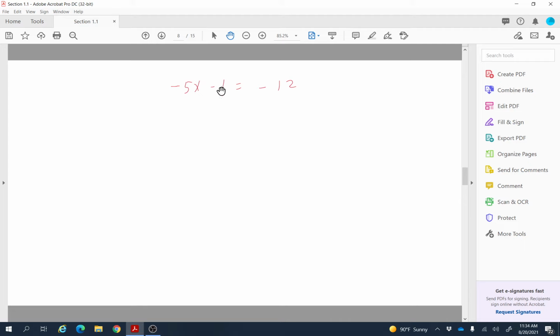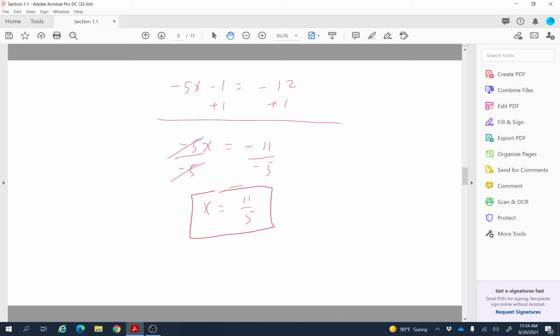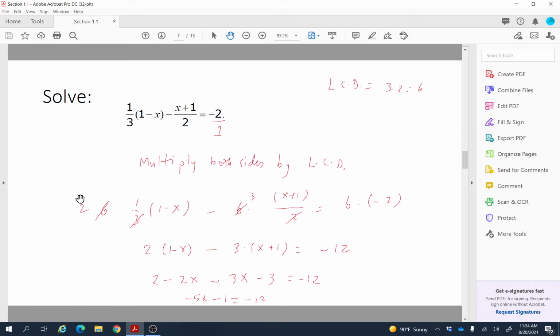For solving for x, we have to bring this -1 to the right side and we have to take care of this -5. So first of all, I'm just going to add 1 to both sides. By doing that, on the left side I'm going to get -5x, on the right side I'm going to get -11, and now I'm going to just divide both sides by -5. By doing that, on the left side I'm going to get x, and on the right side the negative sign and negative sign cancel out, and the leftover would be 11/5. So that is the solution for this equation.